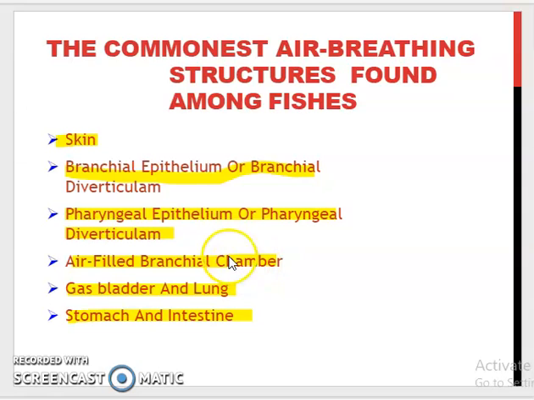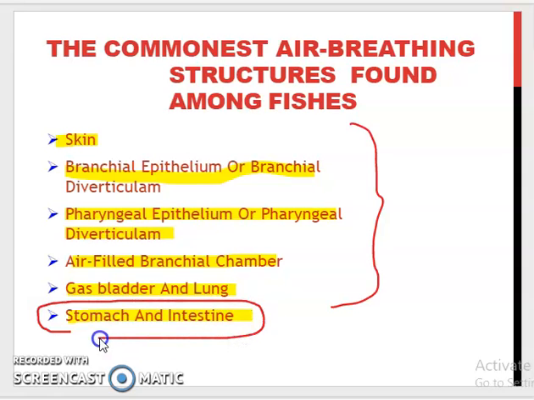So in the previous video lecture we finished all these parts, and we discussed the labyrinthine organ and the arborescent organ. Next, the final part is the modification that is seen in the stomach and the intestine. Let's see in detail.